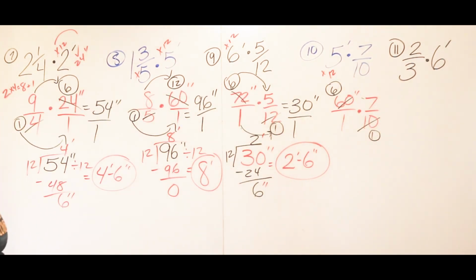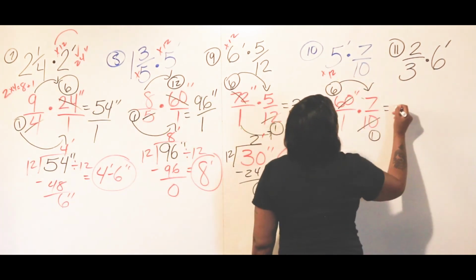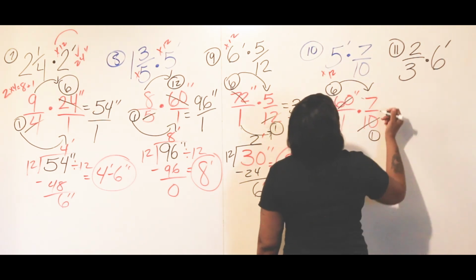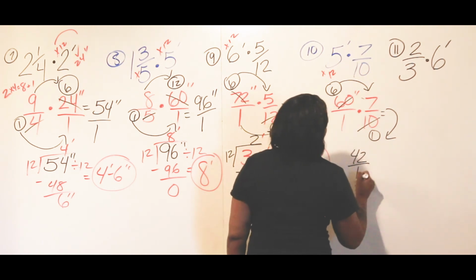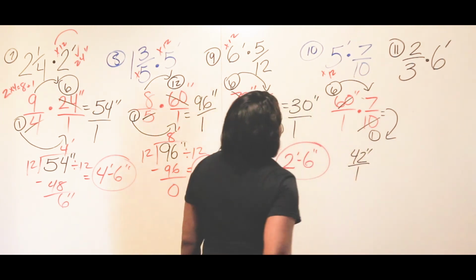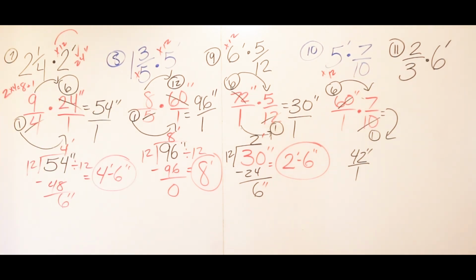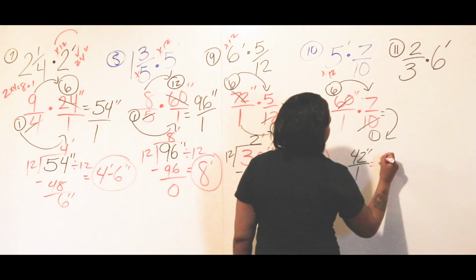So now we multiply the numerator times the numerator. 6 times 7 is 42, denominator 1. 42 over 1. We know anytime we have a denominator of 1, the answer is always what that numerator is, right? So we got 42 inches.